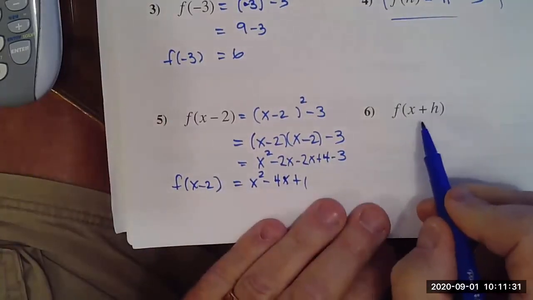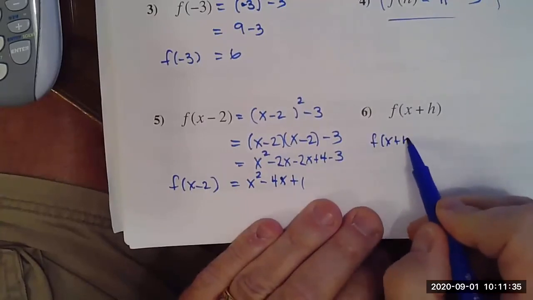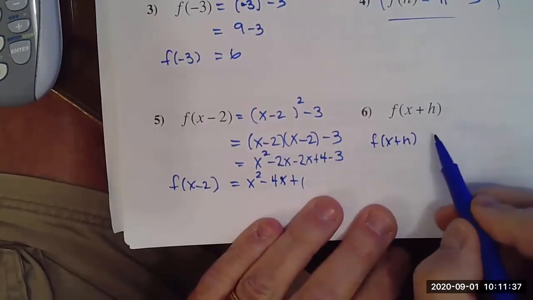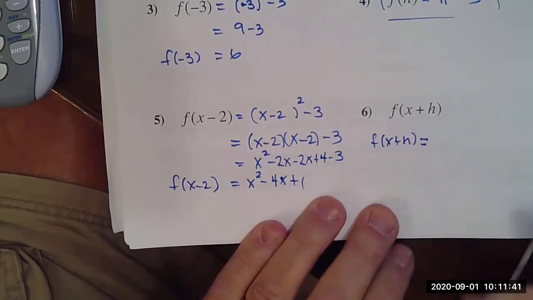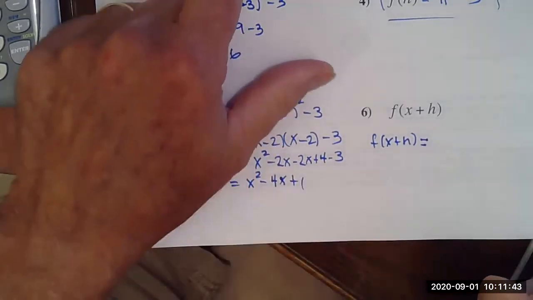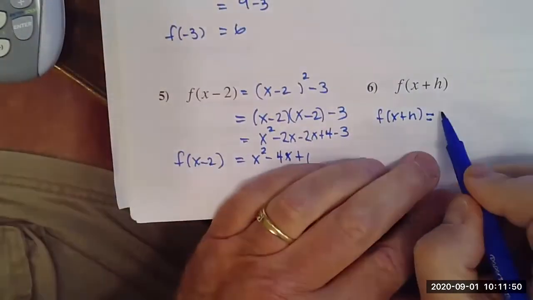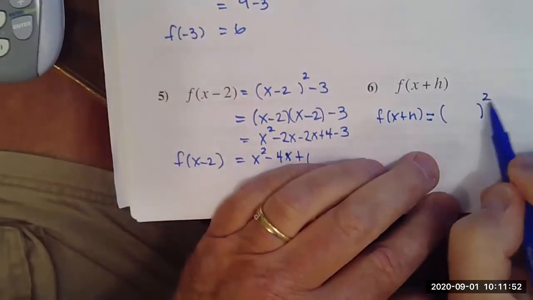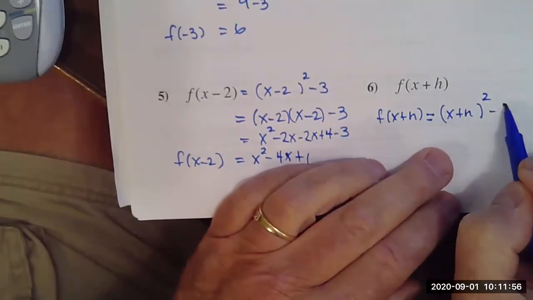And then finally, this one here. This one's going to take a little bit of work. We're going to go x plus h right here. X plus h right there. X plus h right here. So we got x plus h subtract 3.